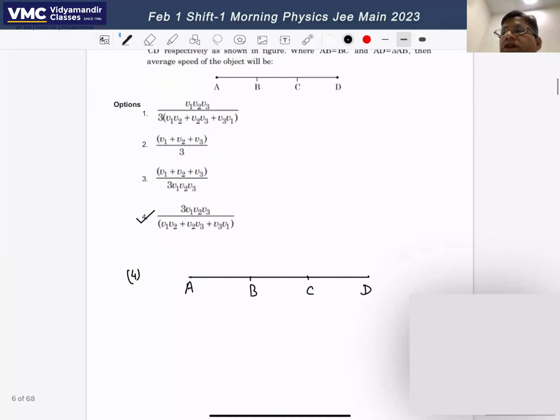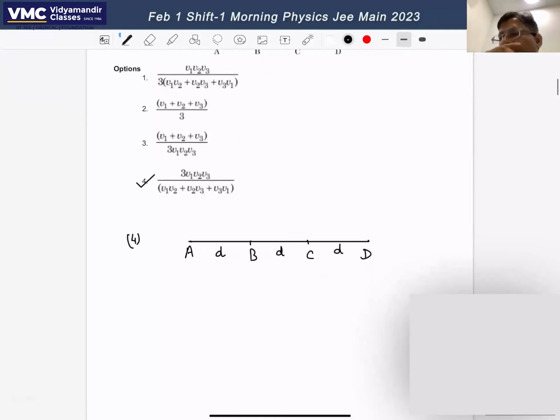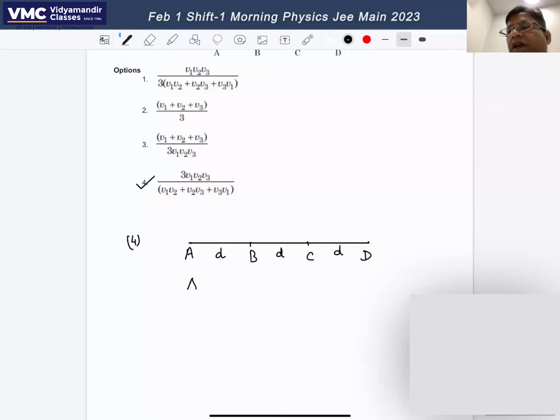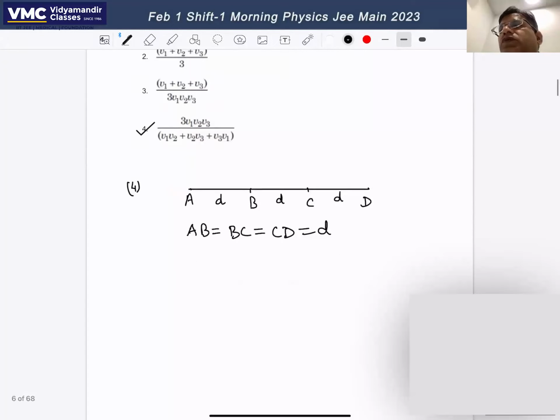So from here, A to B will be D, B to C will be D, and C to D will be D. So we get that AD equals 3 times AB. By calculation, we see that AB, BC, and CD are of equal distance D. So D is a distance. For average speed, we have to see the total distance covered by the particle.